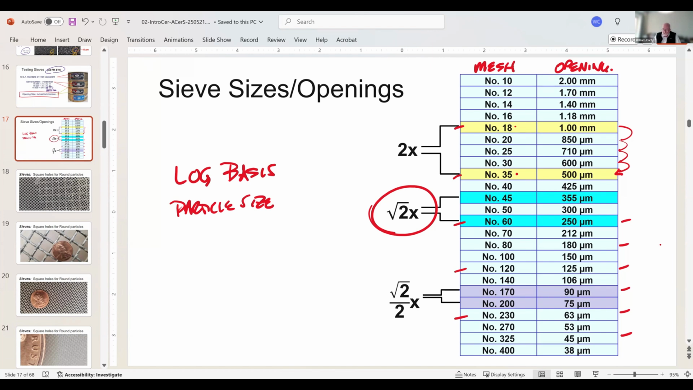If I go every sieve, it's the square root of 2 over 2. So if I take 90 divided by 75, I get the ratio of square root of 2 over 2. 355 divided by 250 gives me the square root of 2, which is 1.414, approximately. So I can set my sieve up with the square root of 2 basis. That means that the sieve above is the square root of 2, 1.4 times larger than the one below, and the one below that is 1.4 times smaller. So I'm geometrically changing the separation between my sieve sizes. That will give me a log normal distribution.